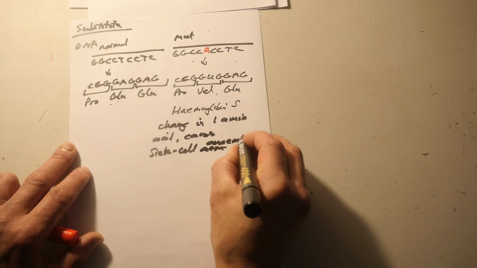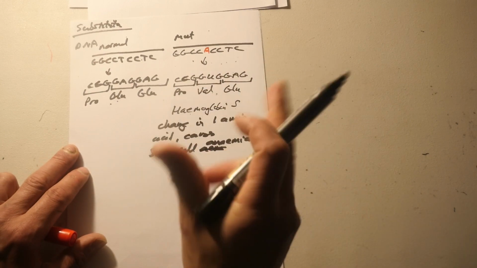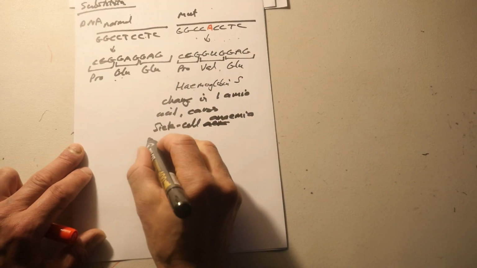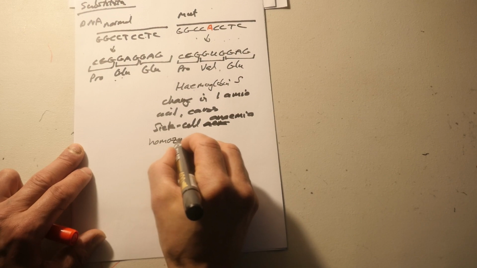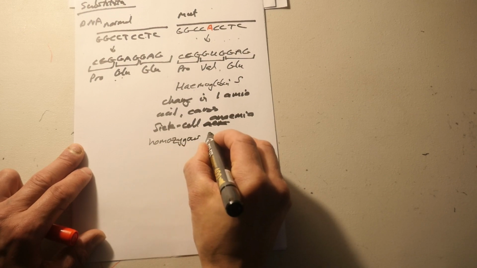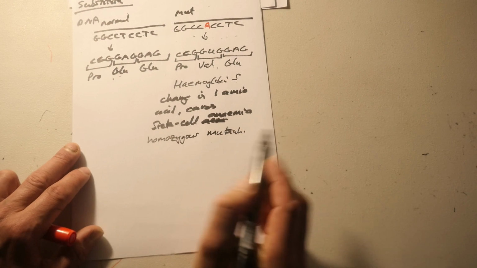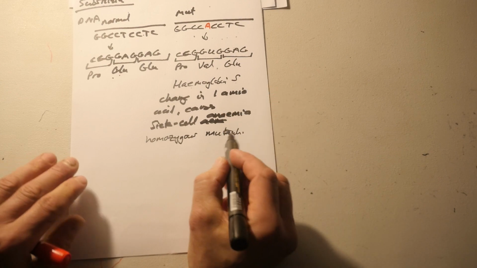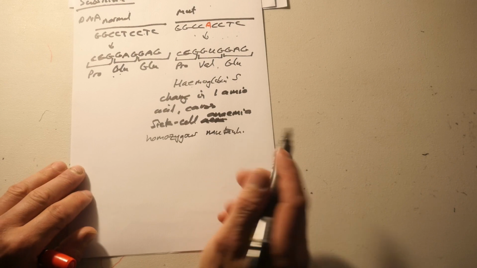A-N-A-E, sickle cell anemia. The red blood cells become sickle shaped. Okay, it's homozygous. So when people are homozygous for it, meaning they have the two recessives, they suffer from sickle cell anemia.